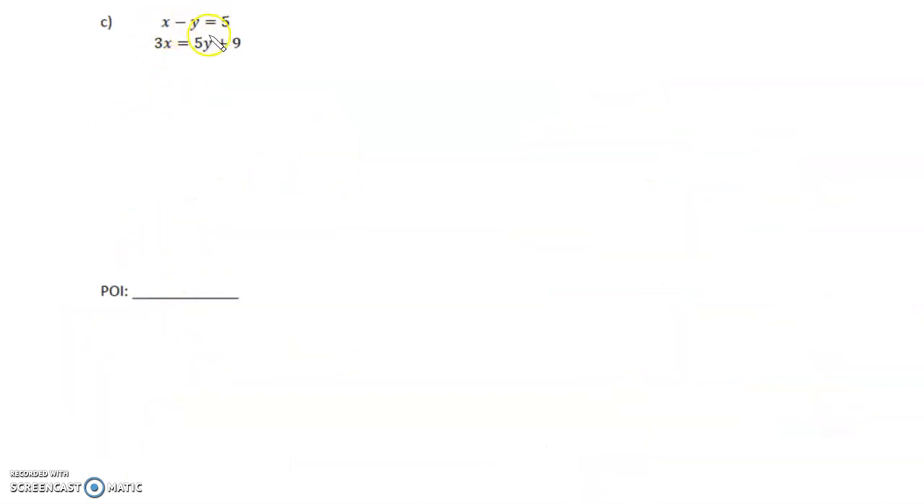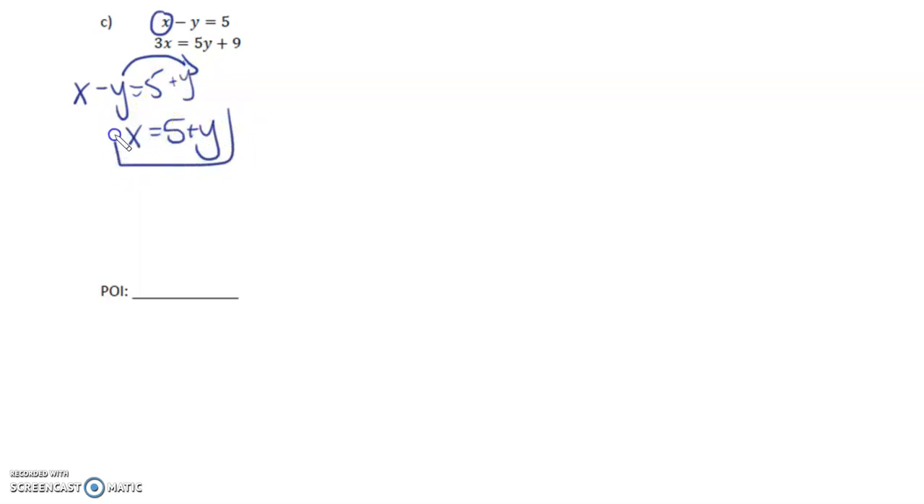Okay, C, we have x minus y equals 5, and then 3x equals 5y plus 9. So here's the issue. Nothing is isolated here. However, the coefficient of x is 1 and of y is negative 1. So let's erase that and isolate just for the x. So if we had x minus y equals 5, we're going to bring that negative y over. It becomes positive y, and we get x equals 5 plus y.